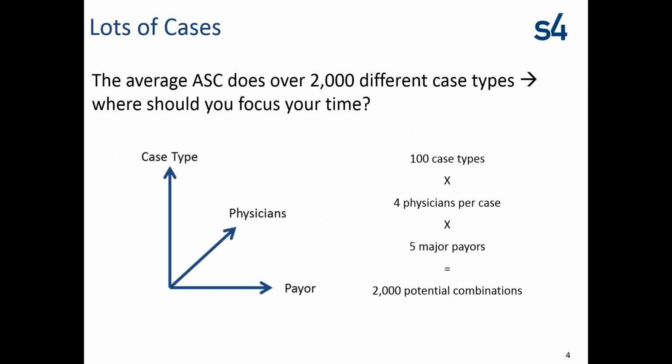In general, most facilities experience a high variance in the types of cases that they perform. And the dimensions that we look at are the case type, so what types of cases are we performing, the number of physicians that are performing that type of case, and then the payer relationships. In a typical case, we see about 2,000 potential combinations, which is a lot of variables to consider when you're trying to prioritize where to go after supply savings. Next slide.